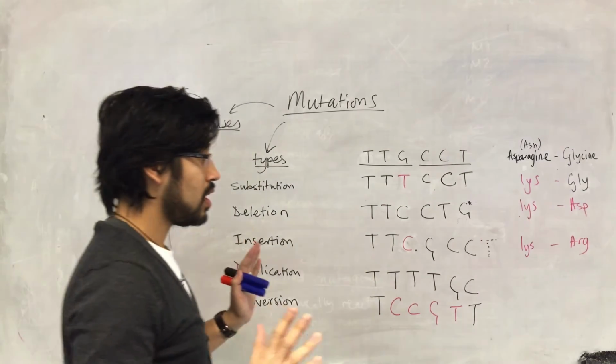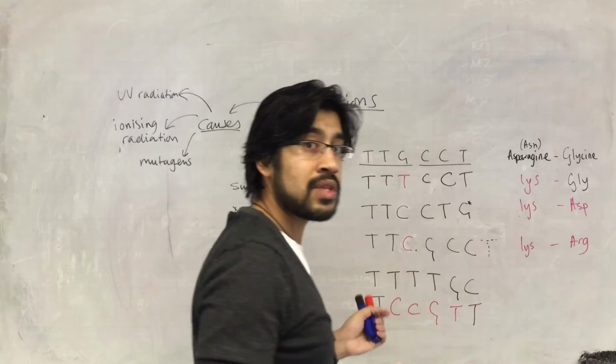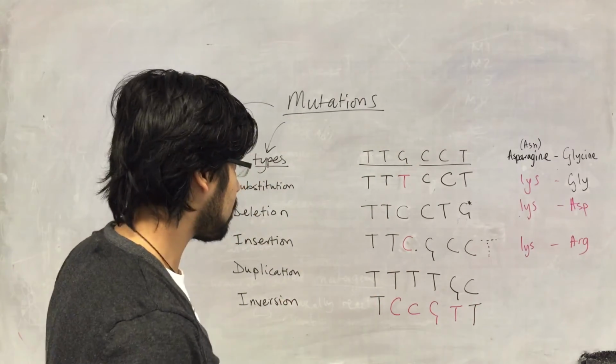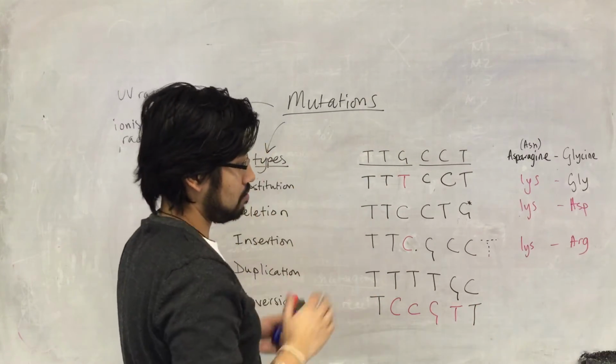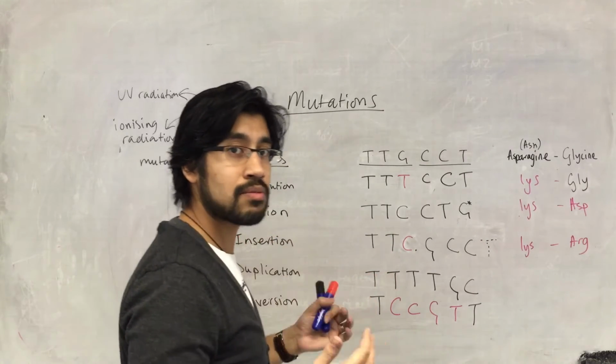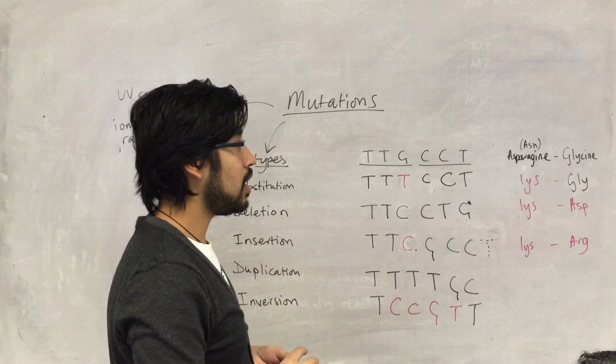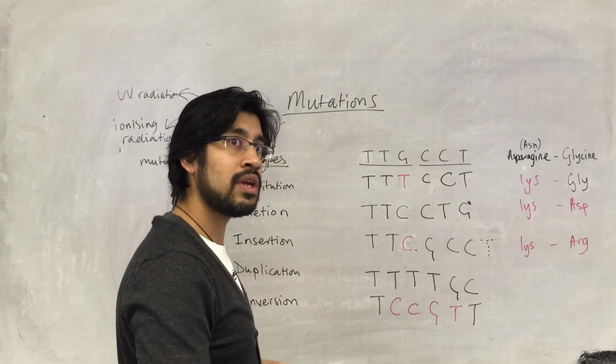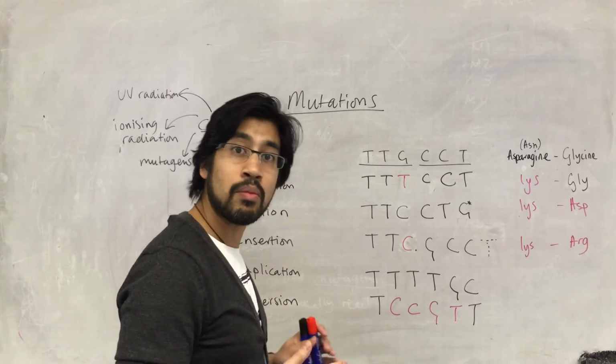These are the kind of errors that can happen during replication. Remember we're dealing with a large molecule. It's a very complex process. It is a kind of miracle in a way that these things don't happen more often.